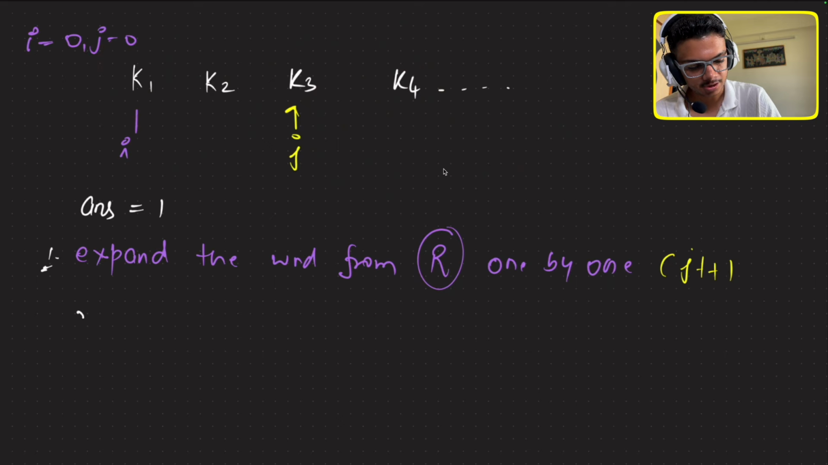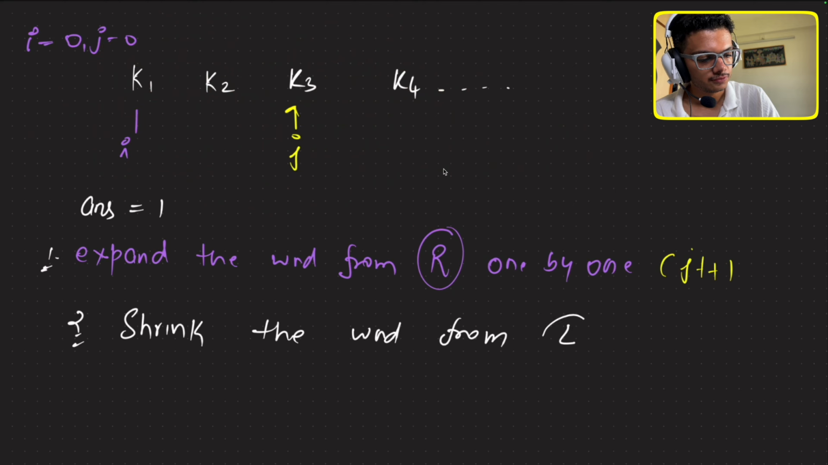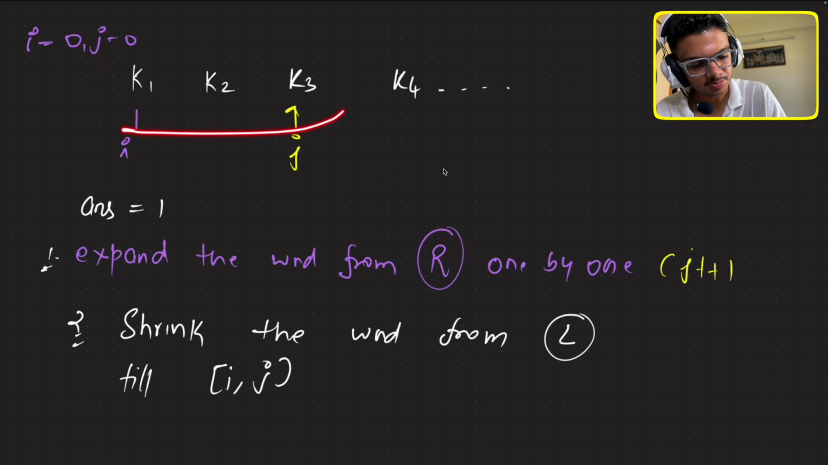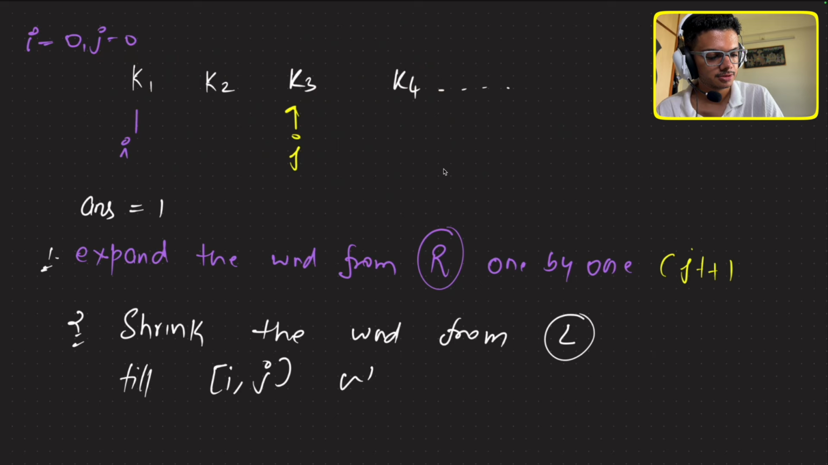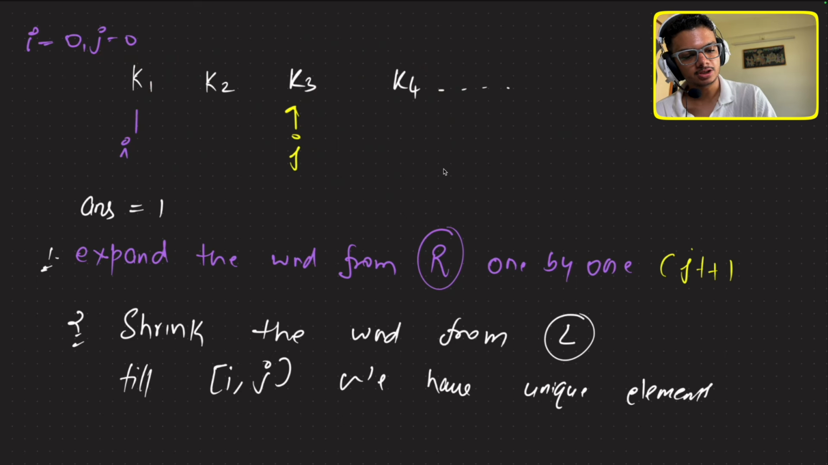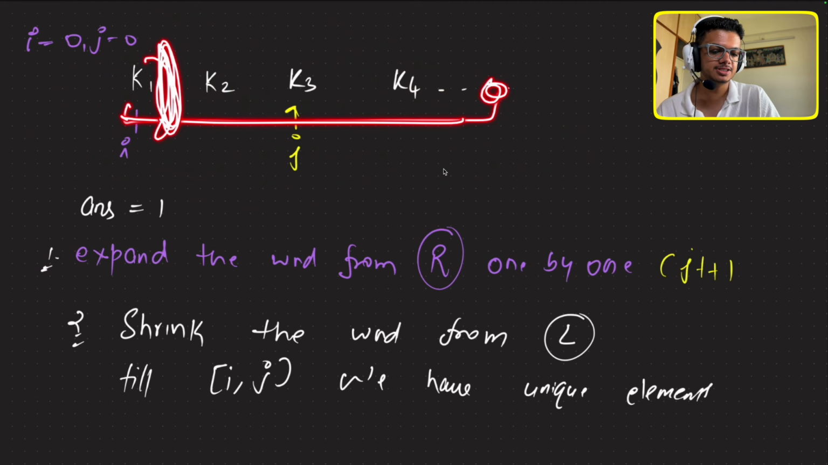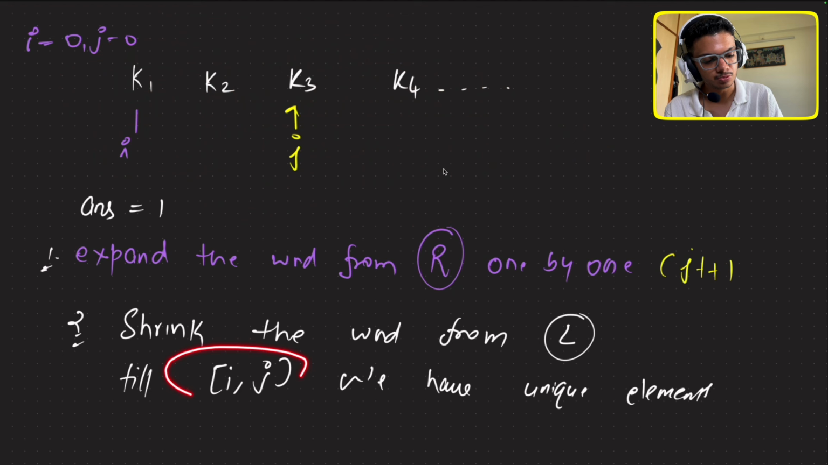And then if while expanding we have encountered a duplicate element, shrink the window from left till in this portion, that is this i to j portion, we have unique elements, right? This makes sense. I guess it does, right? We expand j, we try to expand our window like this, and whenever a duplicate element is encountered, we just shrink the window just enough so that unique elements are maintained in this portion, right?